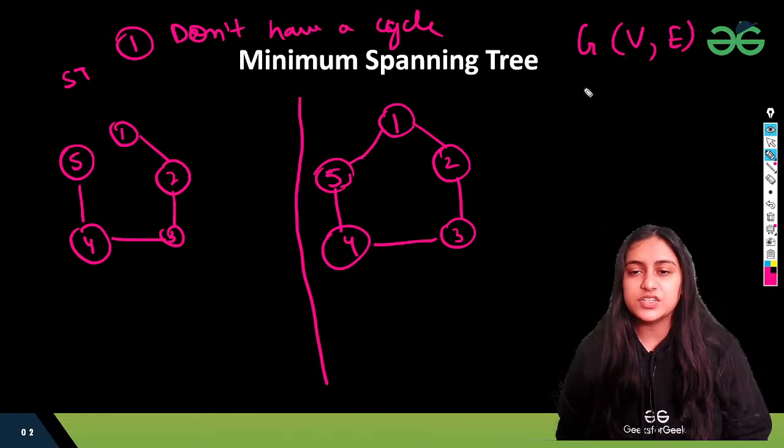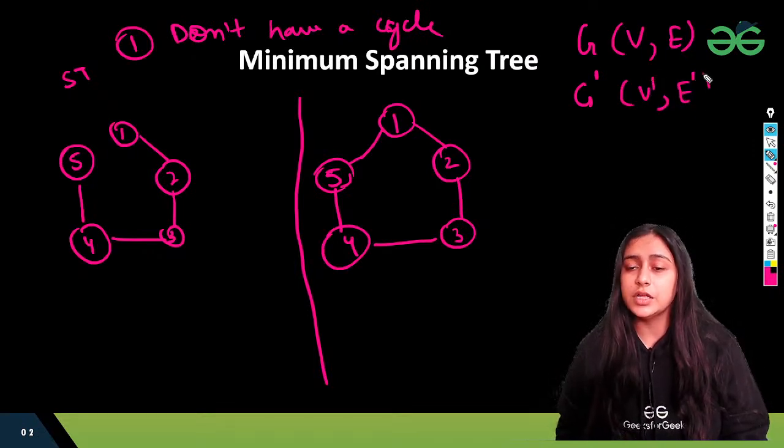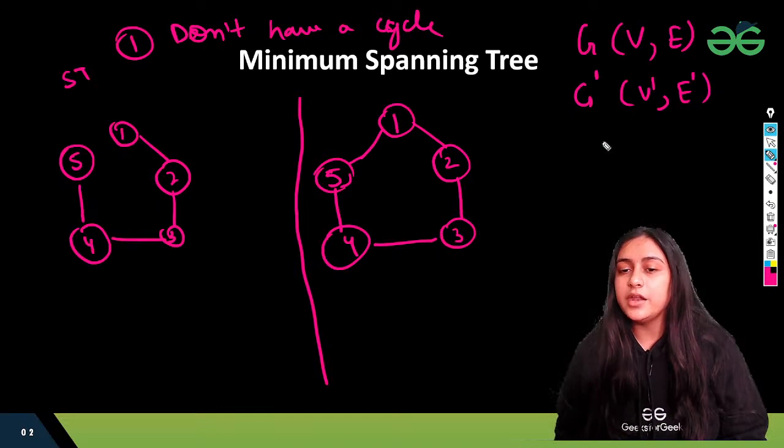Now just assume that G dash is a minimum spanning tree. So we'll be having V dash vertices and E dash edges. Now, what is the relation between V dash and V, and E dash and E? Basically, in any spanning tree, V dash is equal to V.